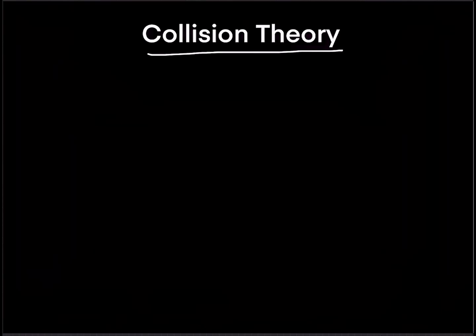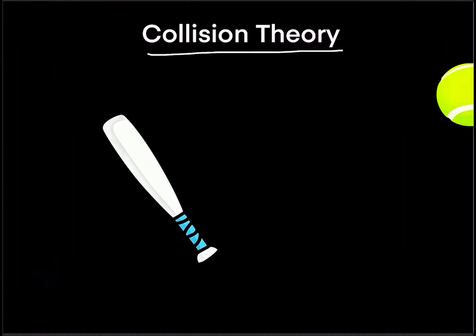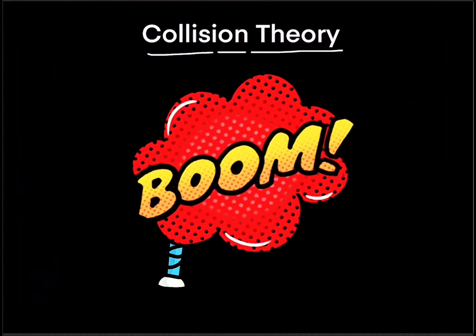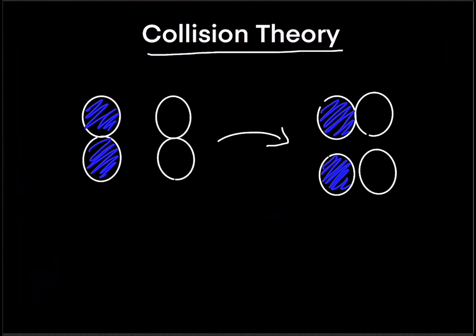For example, in order for a batter to hit a home run, the ball has to collide with the bat. The bat has to hit with enough force to hit the ball far, and it has to hit at the right angle so that it flies in the correct direction. We call this an effective collision.